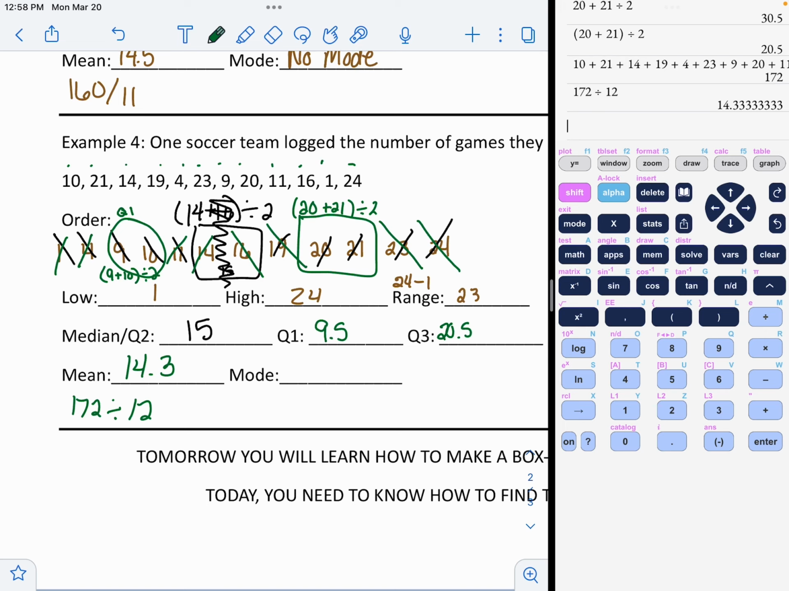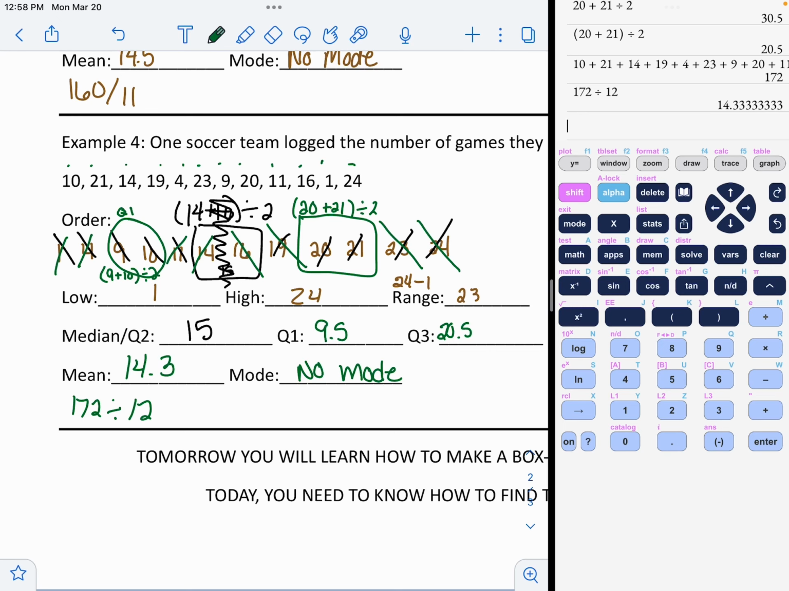None. I didn't see any repeats. This is what happens when you don't make an answer key beforehand. There is no mode. Yay. Okay, I like it when there's no mode. It makes it easier.